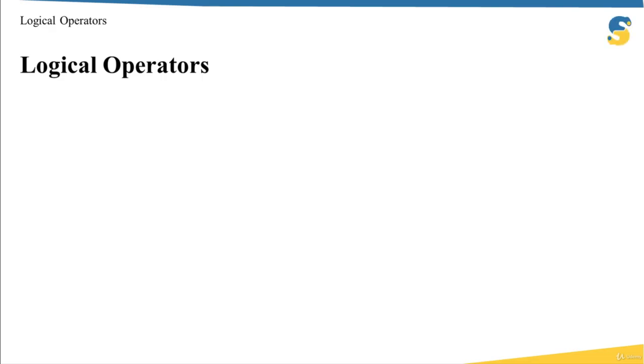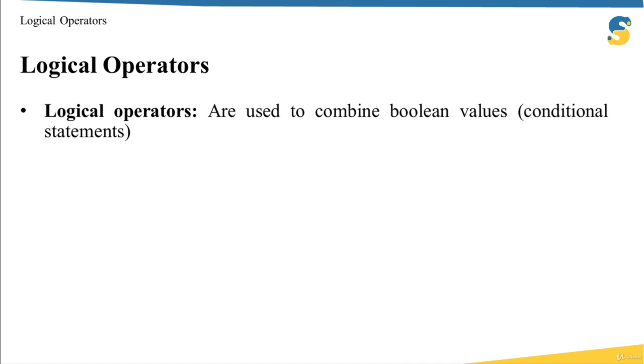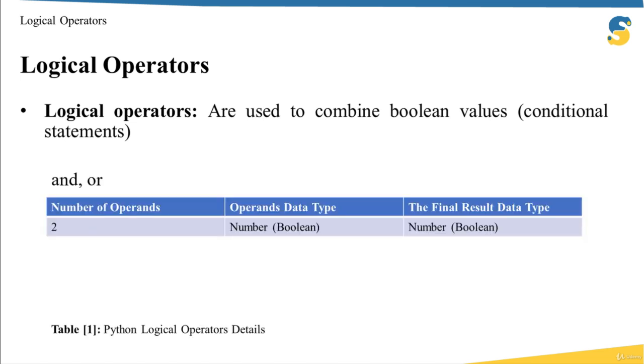So what are logical operators? Logical operators are used to combine Boolean values, which we usually get from conditional statements that are written using the comparison operators, the ones that we have learned in the previous lecture. In programming, most often you will face cases in which you want to check if one or more conditions are satisfied together, or at least one of these conditions is satisfied. And in order to do so, you are going to use logical operators. Now let's see the details of these operators.